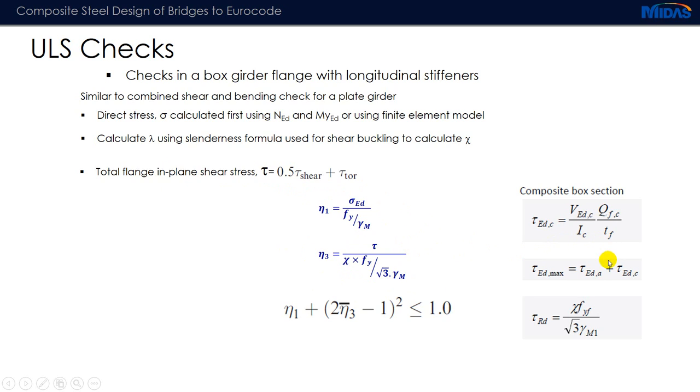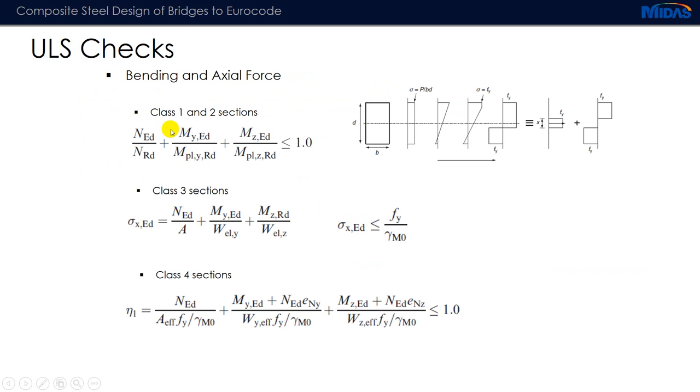Okay. However, there is an additional check that we need to do, which is that the maximum shear stress should be less than this value tau Rd, which is simply a reduction factor multiplied by the shear strength. Okay, and similarly, if you have bending and axial force acting together, then we need to consider this check additionally. Okay, so pretty much straightforward summation of different ratios, axial capacity ratio and moment capacity ratio. It should be less than 1 for class 1 and 2 sections. For class 3 section, it should be less than the yield strength of the steel.